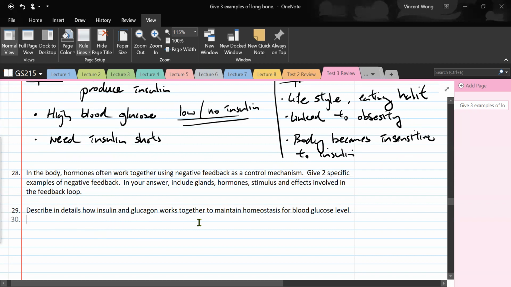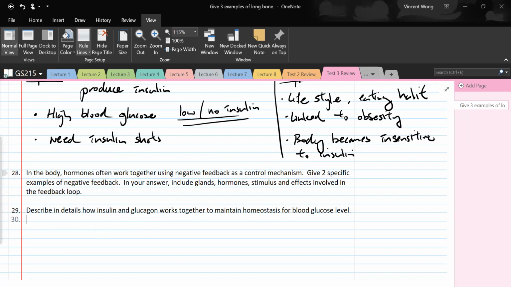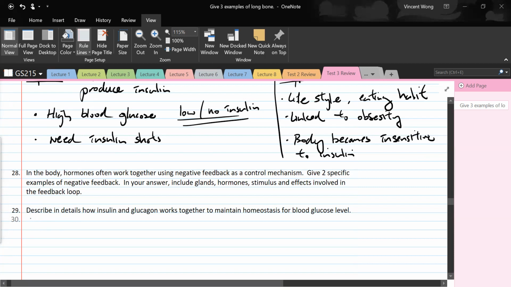Describe in detail how insulin and glucagon work together to maintain homeostasis. And so, increase glucose, then the beta cells in pancreas release insulin.